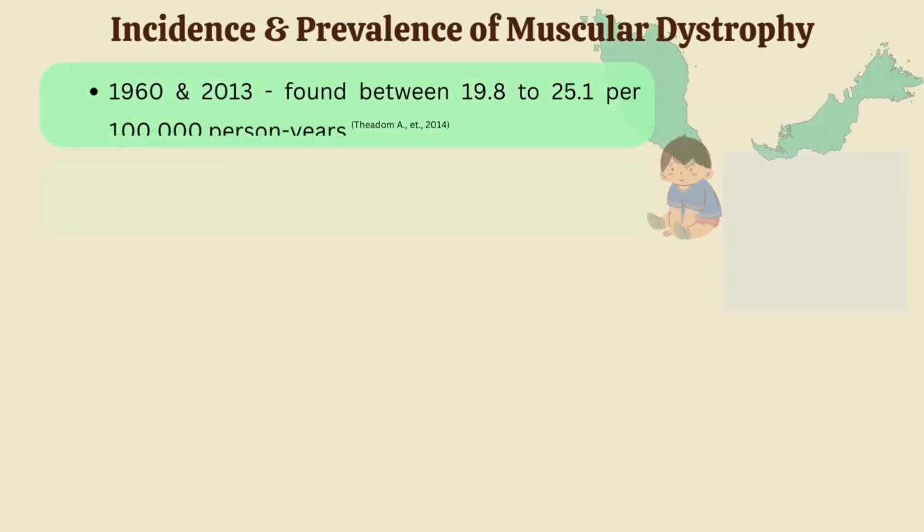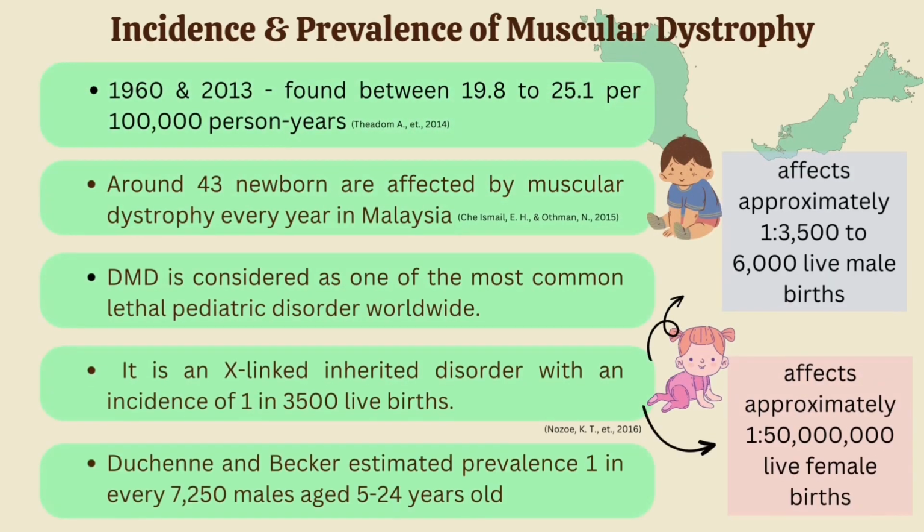The prevalence of muscular dystrophy. Between 1985 and 2013, studies found 19.8 to 25.1 per 100,000 persons per year to have muscular dystrophy. In Malaysia, around 43 newborns are affected by muscular dystrophy every year. Duchenne muscular dystrophy is considered one of the most common lethal pediatric disorders worldwide. It is an X-linked inherited disorder with an incidence of 1 in 3,500 live births. Duchenne and Becker are estimated to have a prevalence of 1 in every 7,250 males aged around 5 to 24 years old.